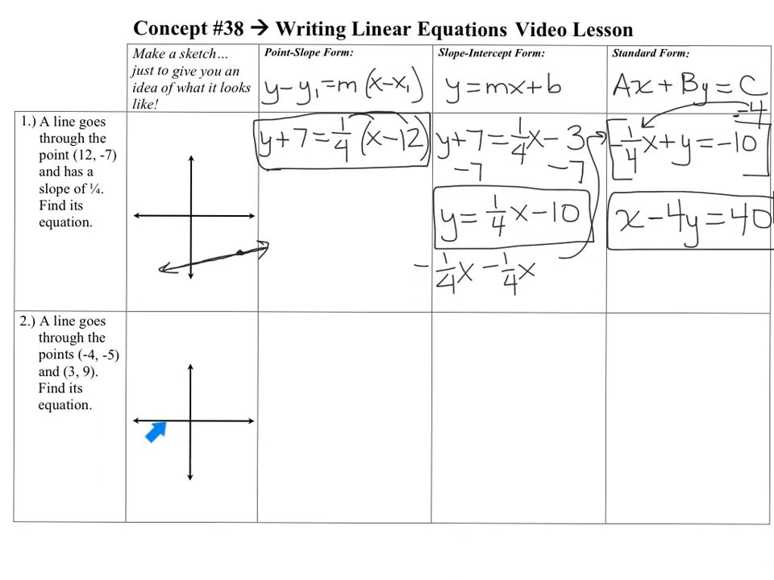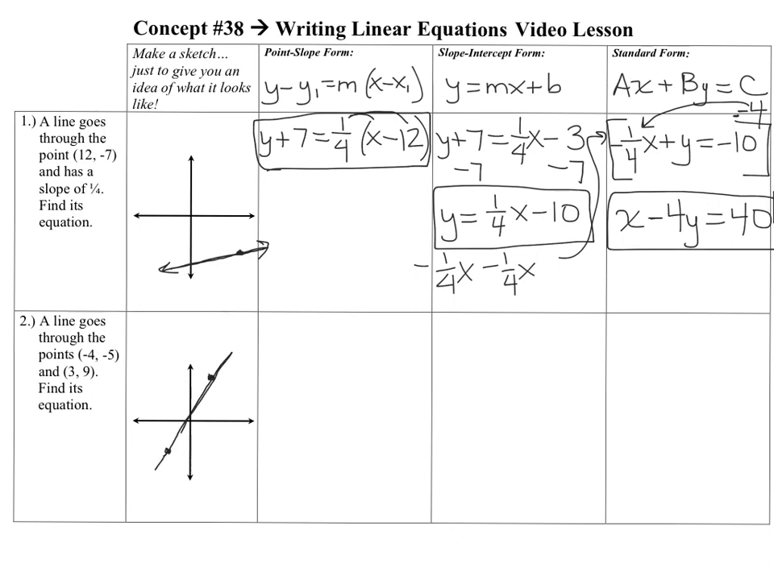So then negative 4, negative 5 is going to be about here, right? So let's put a point there. It's going to be halfway down the line and not quite halfway to the left. And then we want to do the point 3, 9. So 3, 9 is going to be over 3 and then up 9. So it's going to be way the heck up here. So I'm going to put that guy up here, and then I'm going to create my line.